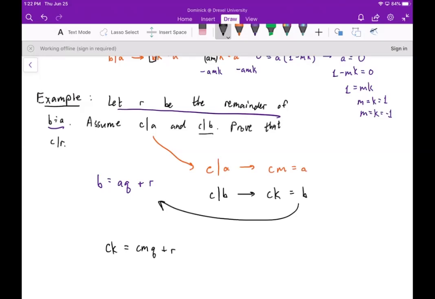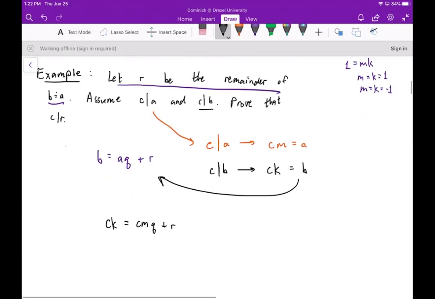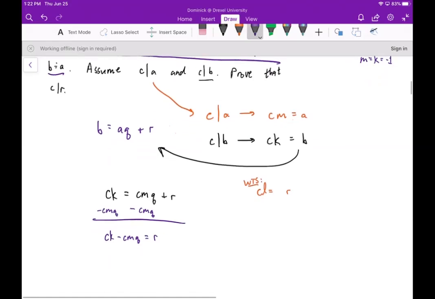Now, however, we want to show that C divides R, right? So we want to show that C times some integer L is equal to R. Now, what we're going to do is move this CMQ over, and I get that CK minus CMQ is equal to R.